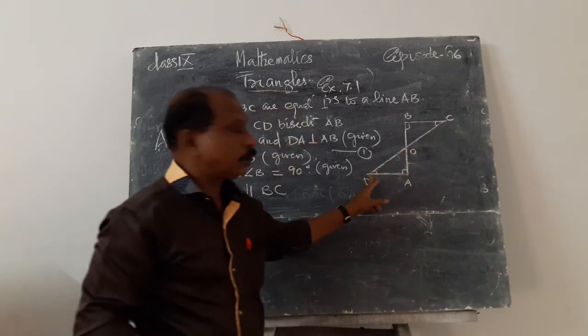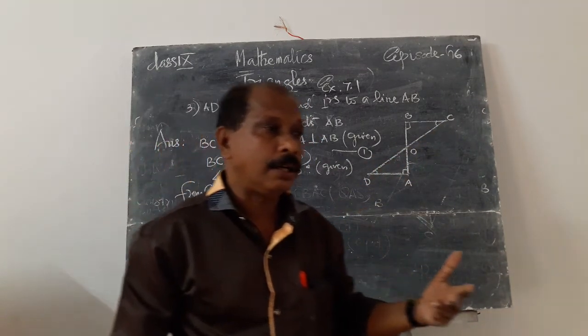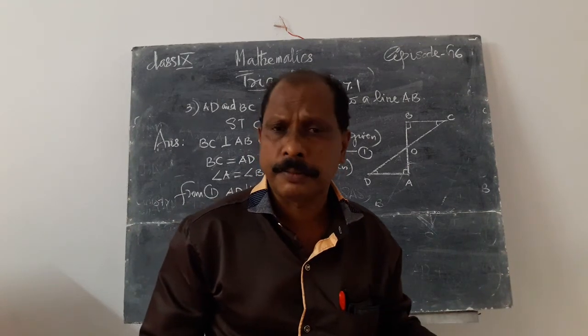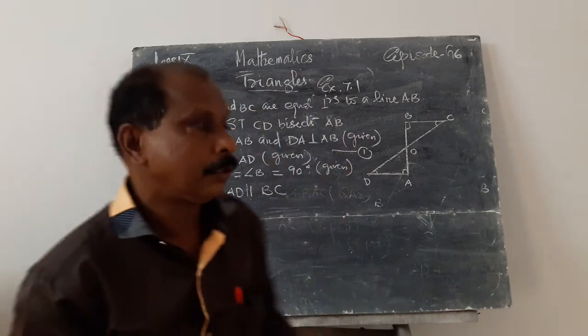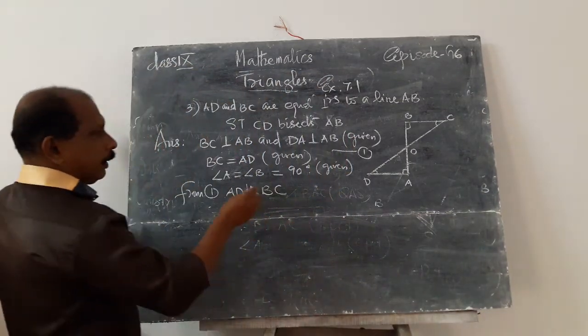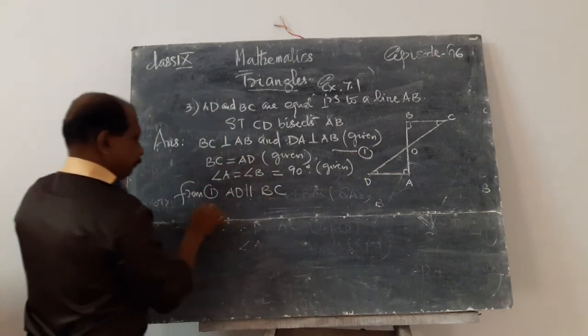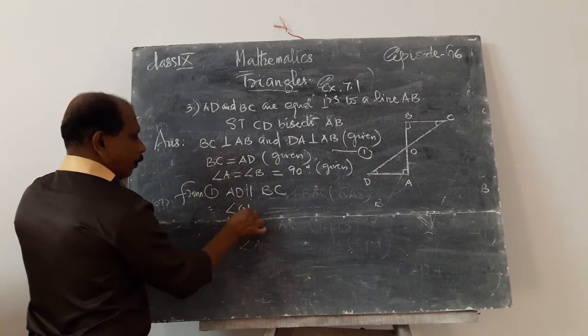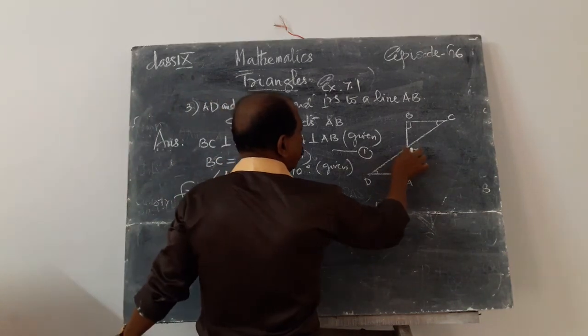This is a transversal, or cutting line. Therefore, corresponding angles are equal, alternate angles are equal. There are several properties in the case of lines and angles. That is the previous chapter. Therefore, what condition? Angle ODA is equal to angle OCB.